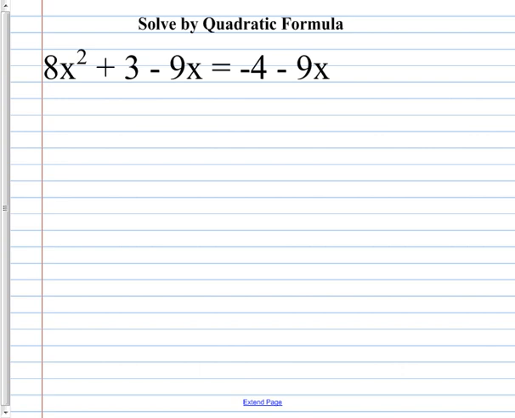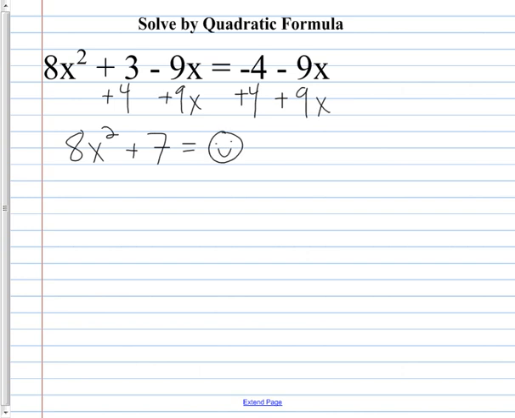Same deal as before. We are not equal to 0, so let's move this stuff over. If we do that, we have 8x squared plus 0x, because again, the 9x's cancel. So it's just plus 7 equals 0. Very good. Now we're ready to plug and chug.